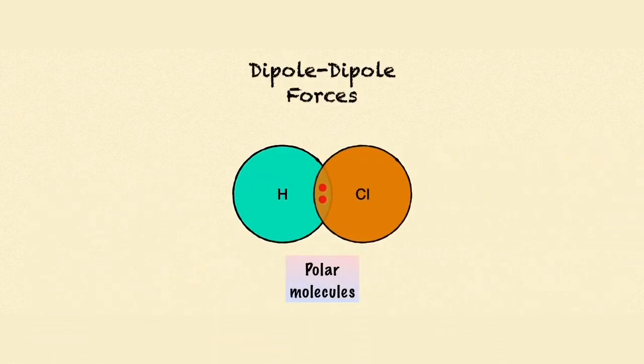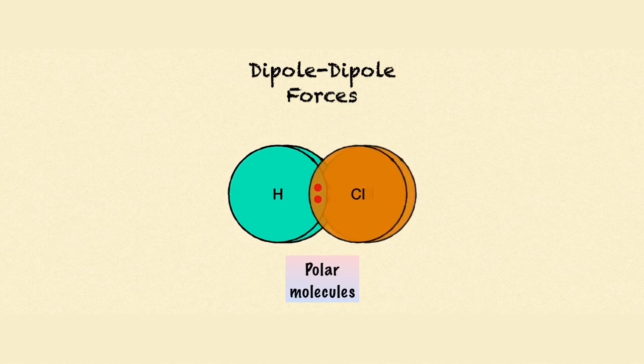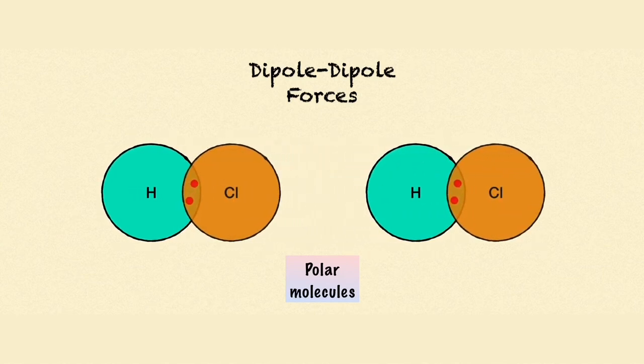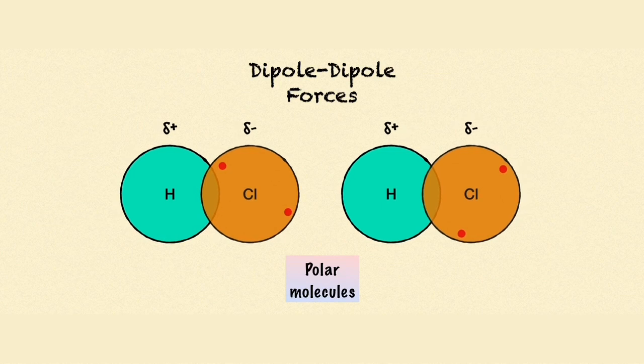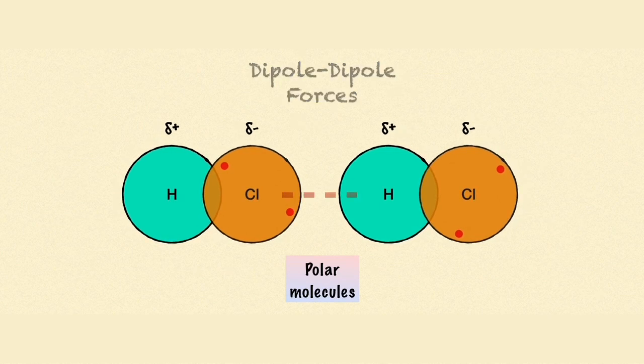Dipole-dipole forces are the attractive forces that occur between polar molecules. A molecule of hydrogen chloride has a partially positive hydrogen atom and a partially negative chlorine atom. In a collection of many hydrogen chloride molecules, they will align themselves so that the oppositely charged regions of neighboring molecules are near each other.